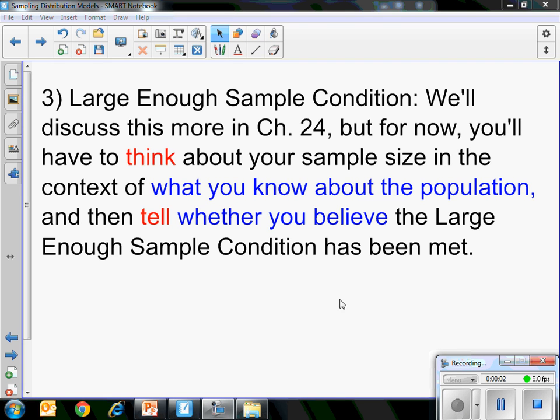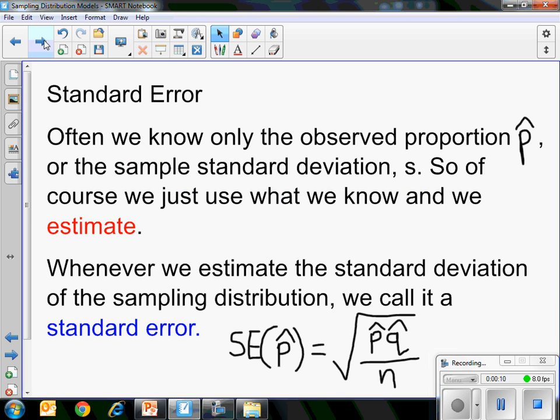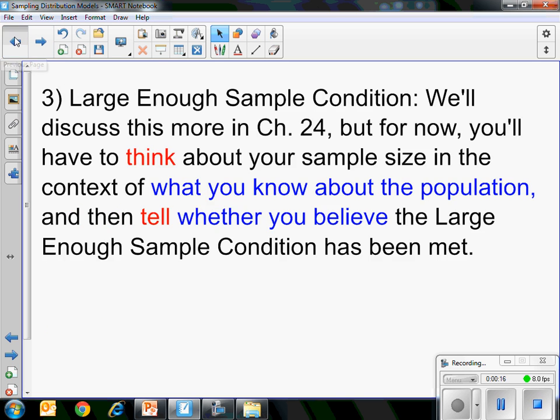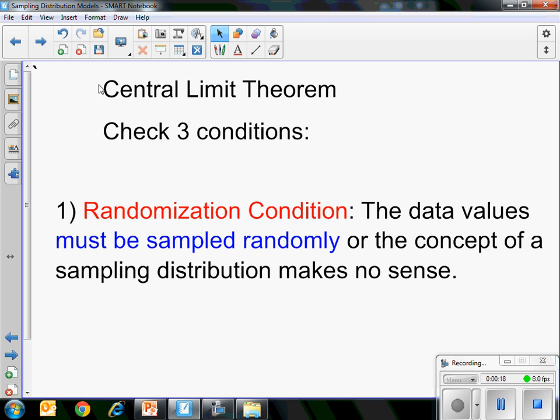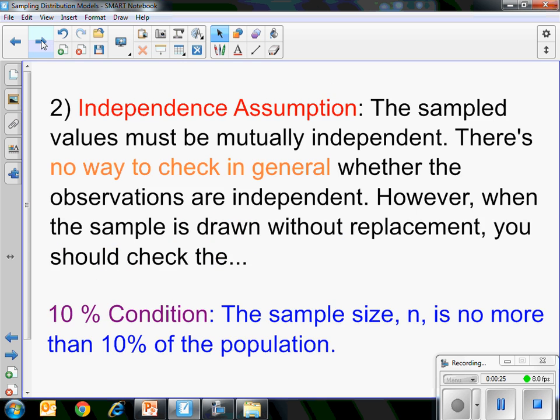Okay, well, welcome back. Again, once we have all three of these conditions met, we're then able to use the normal model. And again, like it said here, the central limit theorem allows us to use the normal model because these three conditions are met.